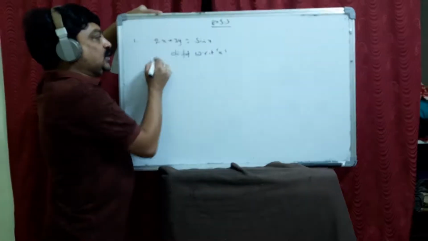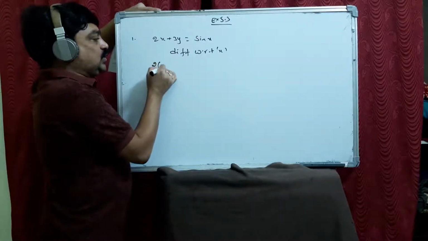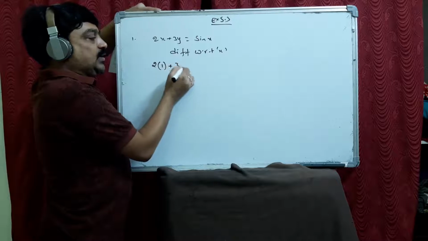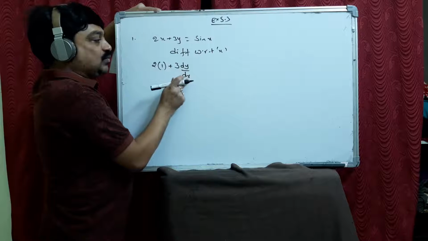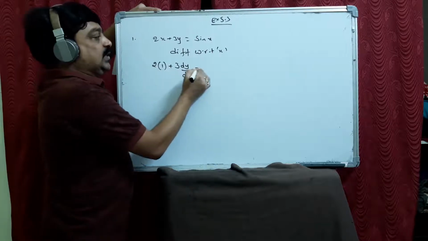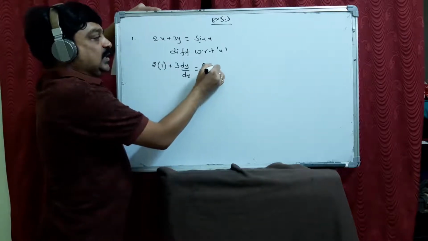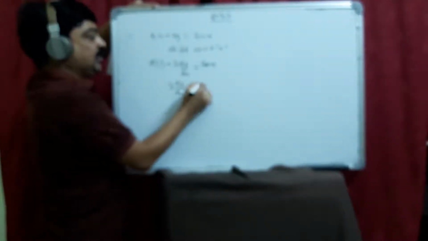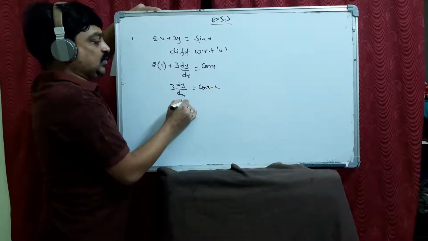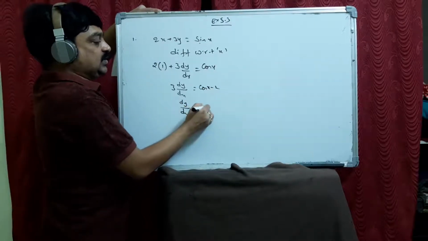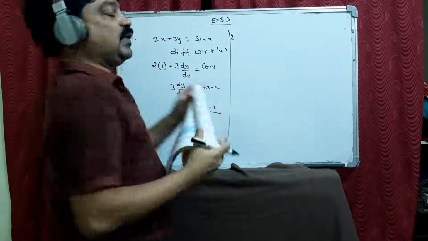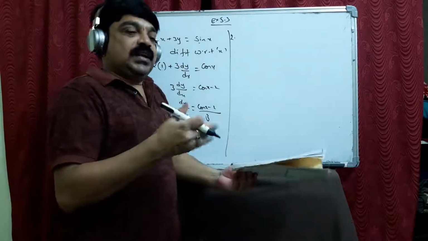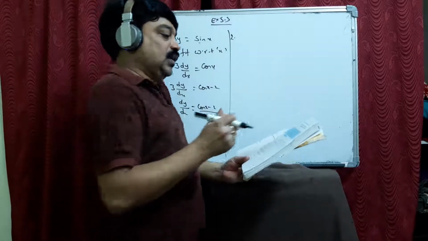I'll tell you. So differentiating with respect to x, 2 into derivative of x is 1. 3 into derivative of y is not 1. It is dy by dx because we are doing with respect to x. Is equal to derivative of sin x, it is cos x. So let us extract dy by dx from here. 3 dy by dx is cos x minus 2. So dy by dx is cos x minus 2 by 3. In the same way, whenever you find y, we differentiate that and we write dy by dx. We should not forget that.